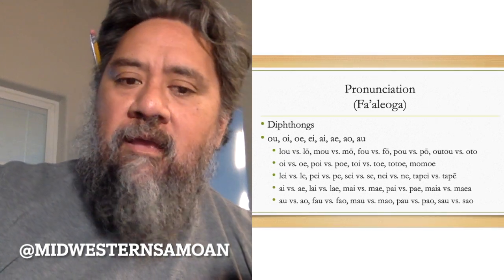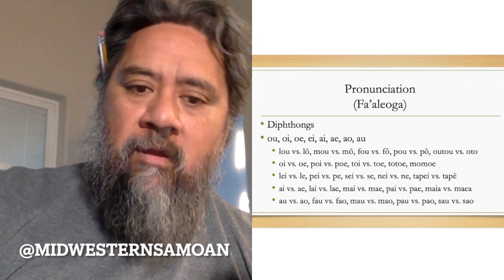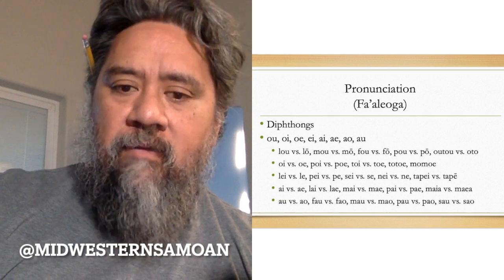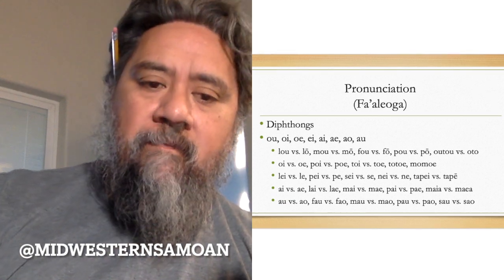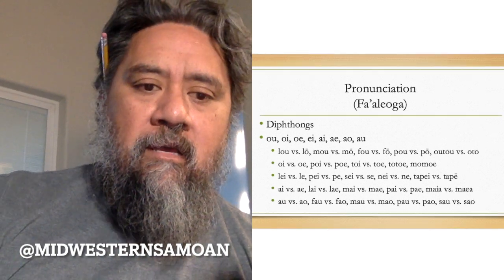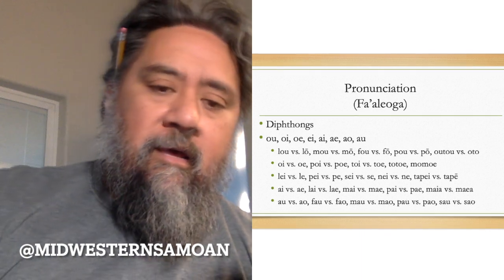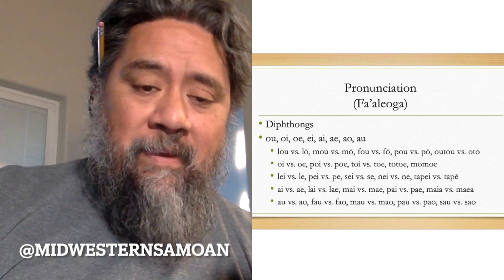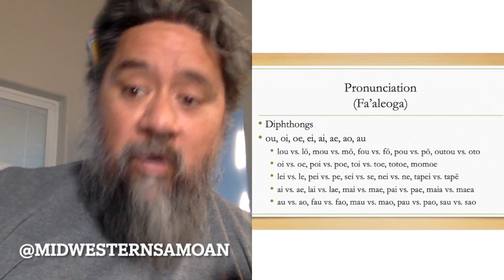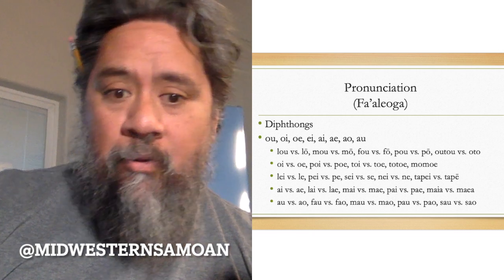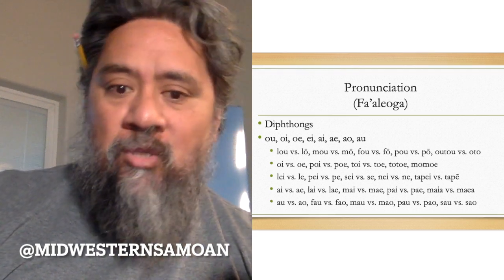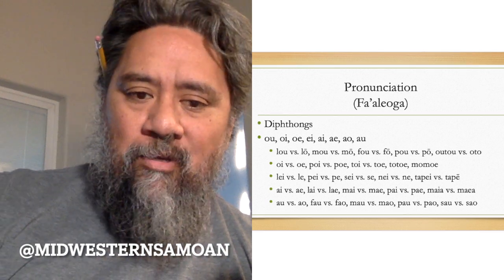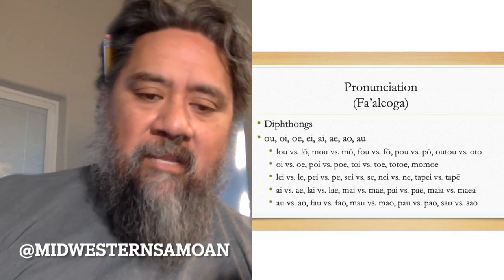You have lo and lo, mo and mo, fo and fo, po versus po, oto versus oto, right? So you can go through this list. I'll just give them to you so you can hear the difference, or really pay attention. Like oi versus oi. So you have poi and poi, and toi, and tutoi and momoi. So you can see the differences there.